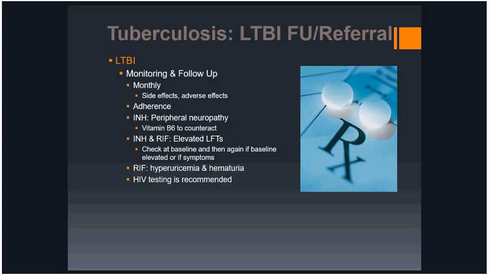Again, with the isoniazid, peripheral neuropathy is not uncommon. B6 is given to counteract that. With the isoniazid and rifampin, you're concerned about elevated LFTs. You would check them at baseline, but also check if there were any symptoms present, so if the patient had brown discolored urine, or some right upper quadrant abdominal pain. With rifampin, you have to worry about hyperuricemia as well as hematuria.